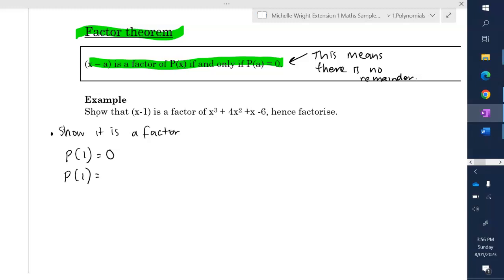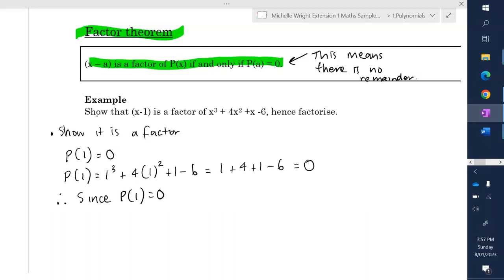P of 1 is equal to, we're going to pop our 1 in here where there is an x, 1 cubed plus 4 times 1 squared plus 1 minus 6. 1 cubed is 1 plus 4 times 1 squared is 4 plus 1 minus 6. 1 plus 4 is 5. 5 plus 1 is 6. 6 minus 6 is 0. We can say, therefore, since p of 1 is 0, then x minus 1 is a factor.